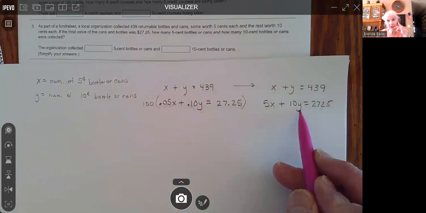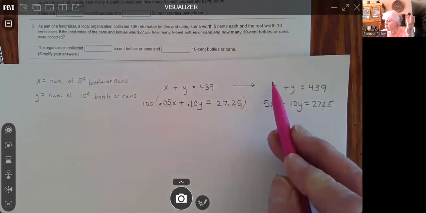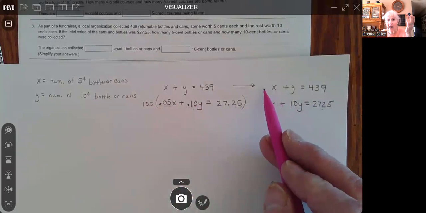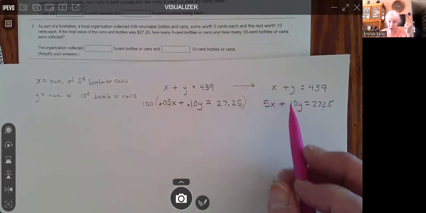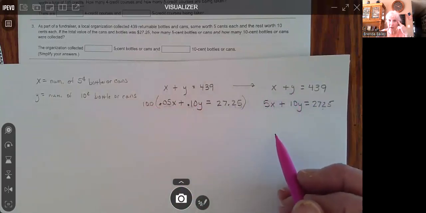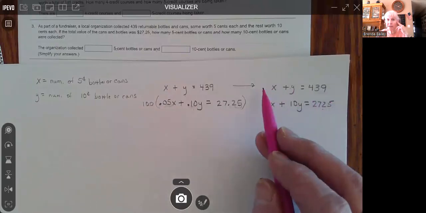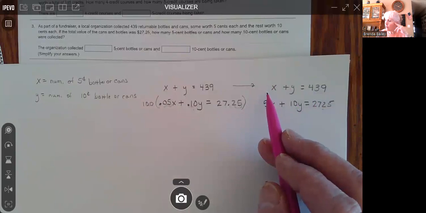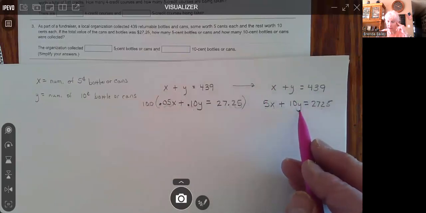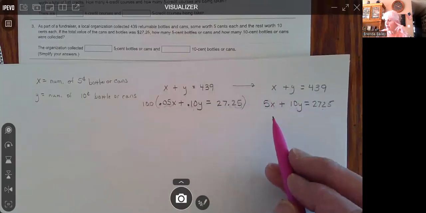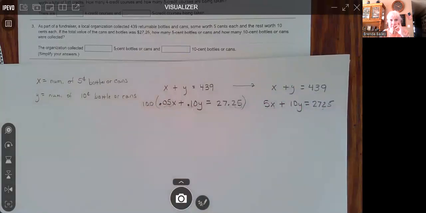Once I have this, you could multiply this top equation by a -5, and then your x's will drop out, and then you can solve it for y. Or you can multiply the top equation by a -10, and then the y's would drop out, and you could solve it for x and then put it in here and find the y. All right, so again, we're mainly just setting these up. That seems to give people most of the trouble.